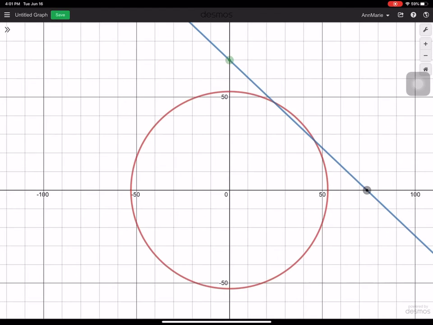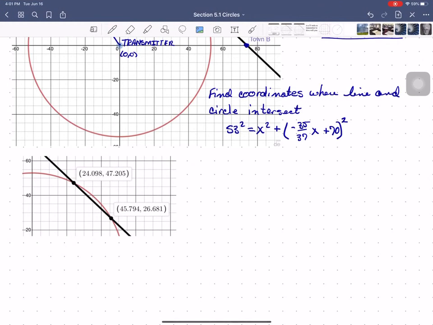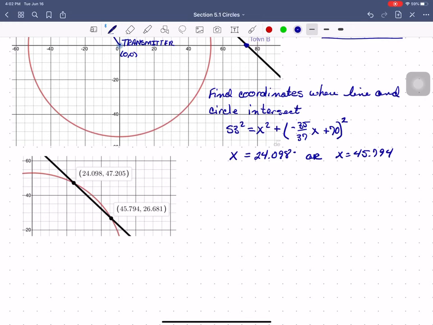And what I'm going to do is touch on this point right here where the circle intersects the line. And if I touch on that point right there, the lower one, the one that's below and to the right, I can get the coordinates of my intersection points. And that's what I've got right here in my notes. So when I solve this equation, I would have gotten x equals 24.098 or x equals 45.794. Plug those x's back into either of my two equations and I'd have gotten the corresponding y coordinates.